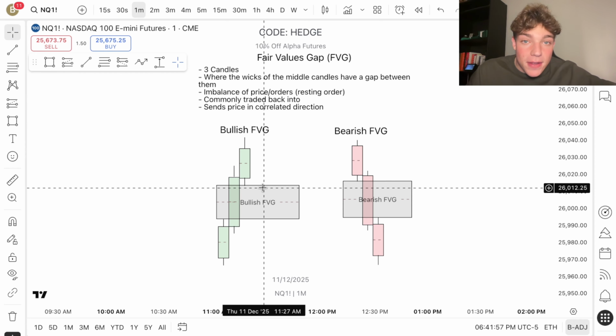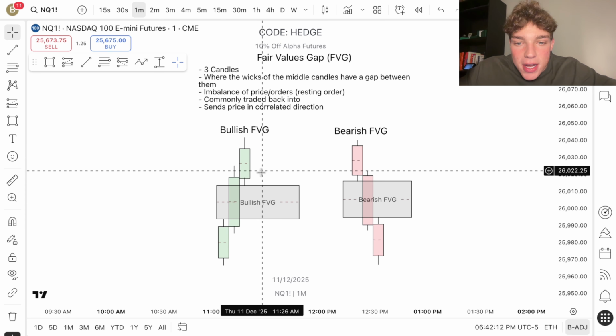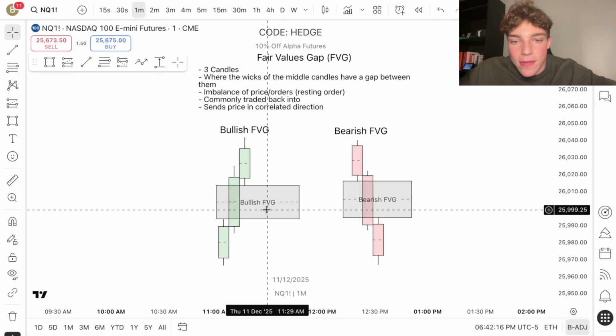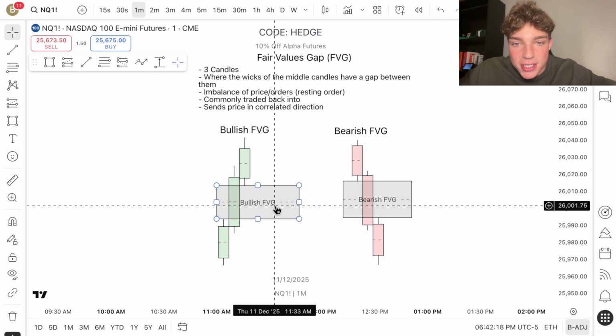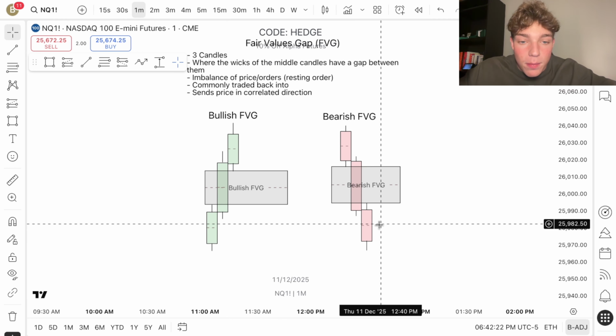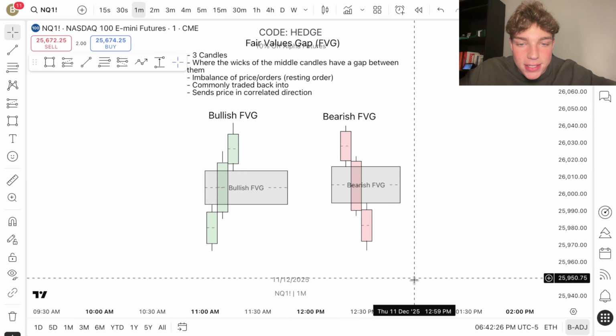Going back to our liquidity video, why are orders important? Because they are what send the market in a certain direction, and orders normally get traded back to because they want to be filled to continue moving price. So what happens with these fair value gaps is these are commonly traded back into and reacted off of because there are resting orders which get sought out, and then these are usually held, respected, and price will continue up. Same thing if we have a bearish example, price can commonly be seen trading back into these fair value gaps and sending price in that same direction.